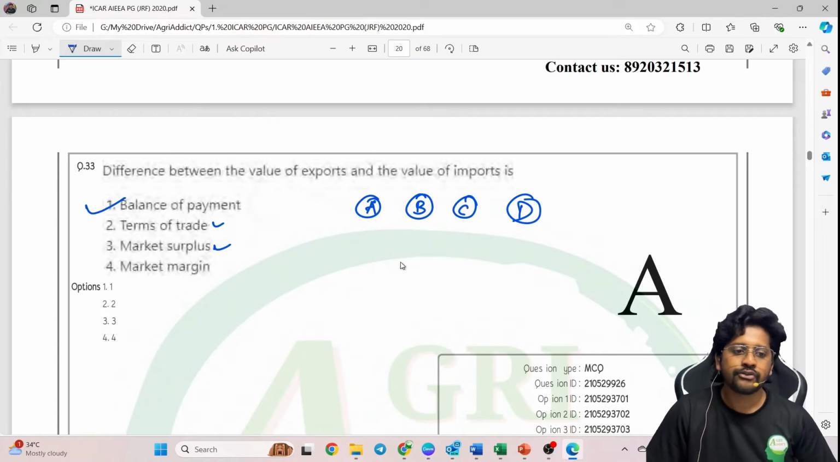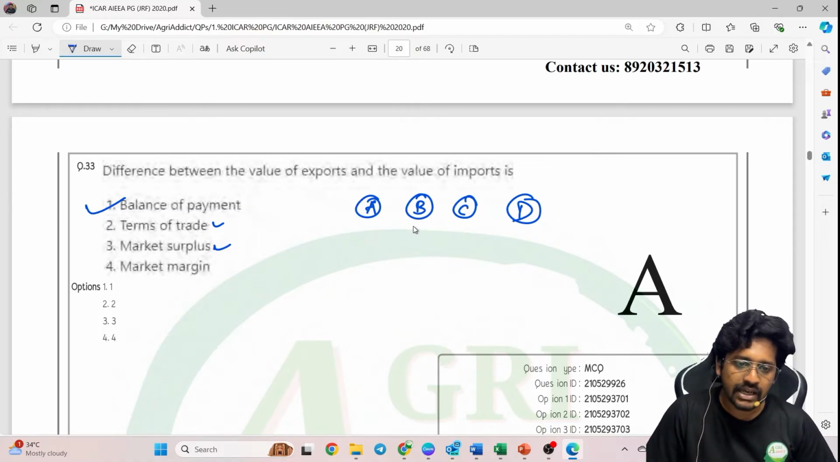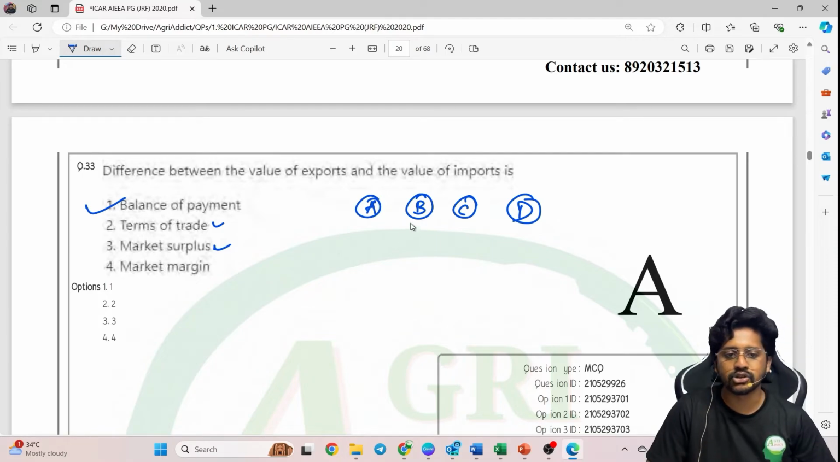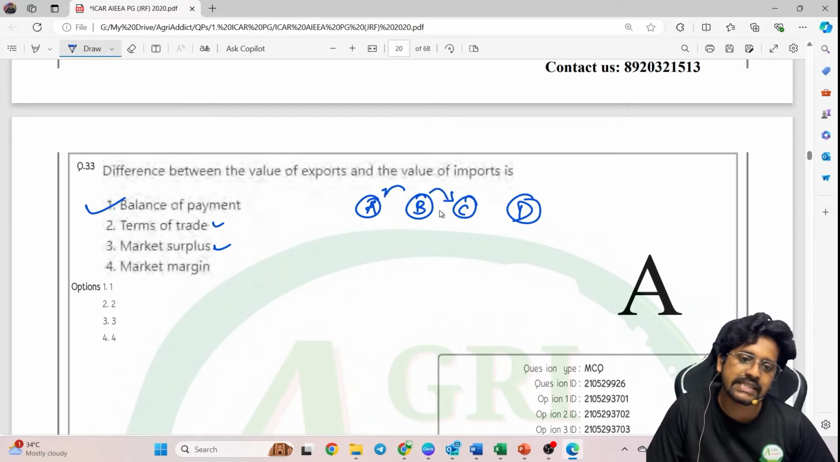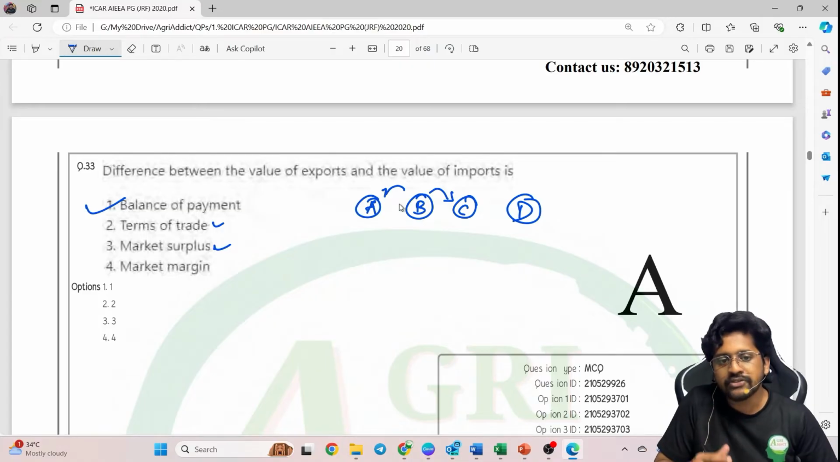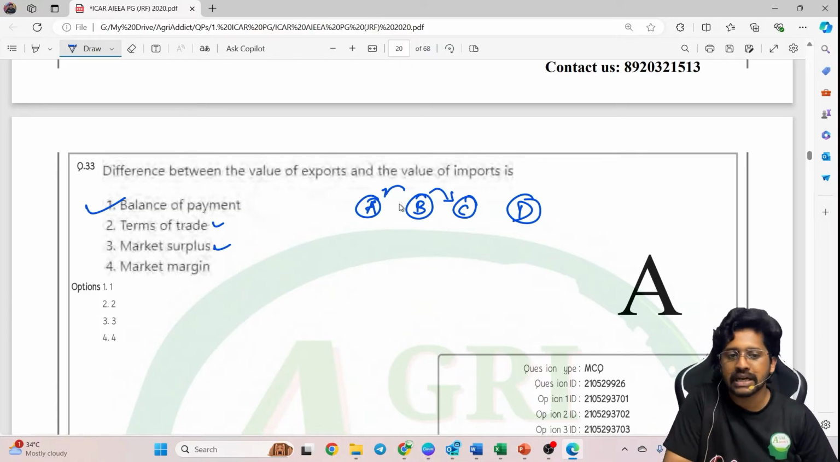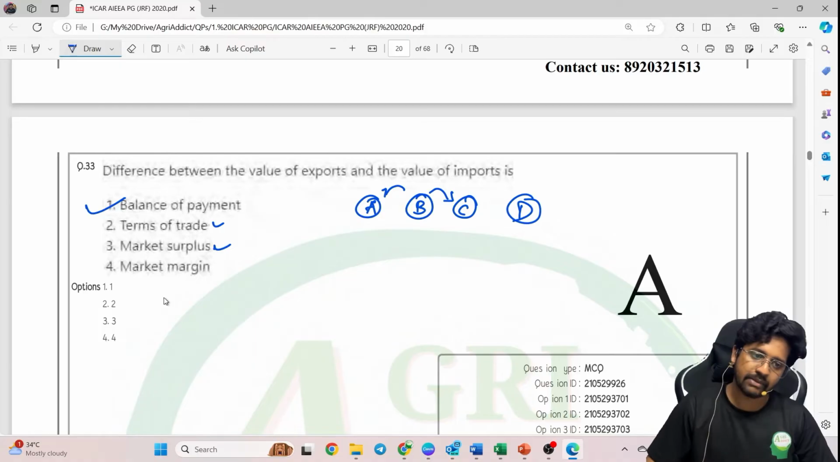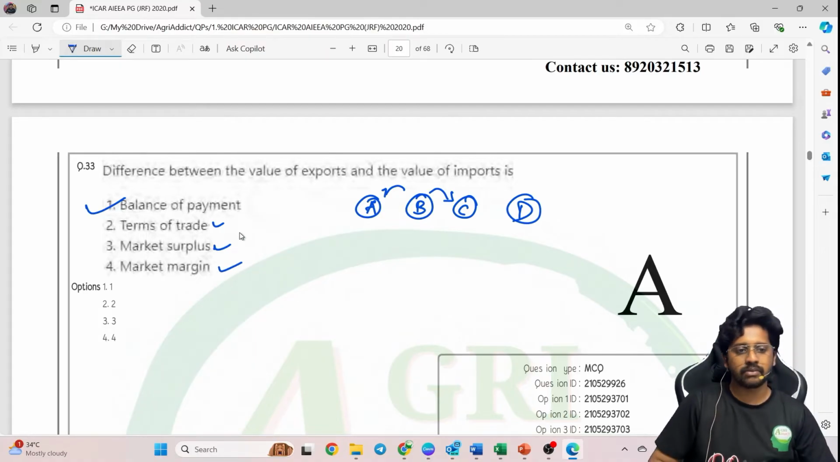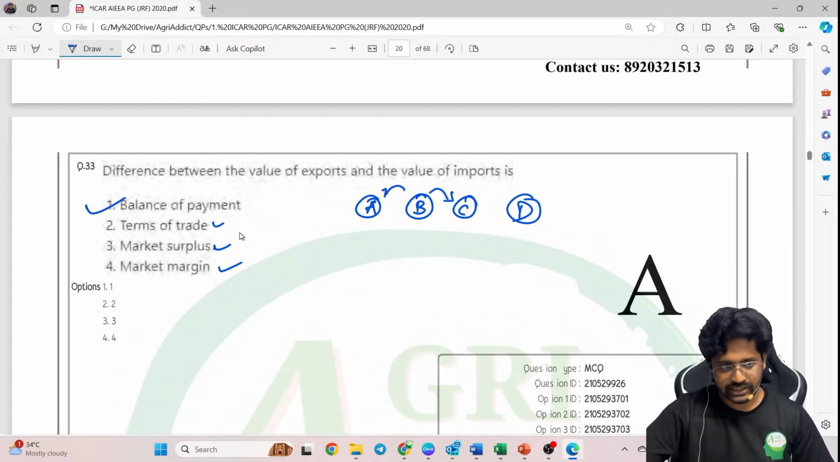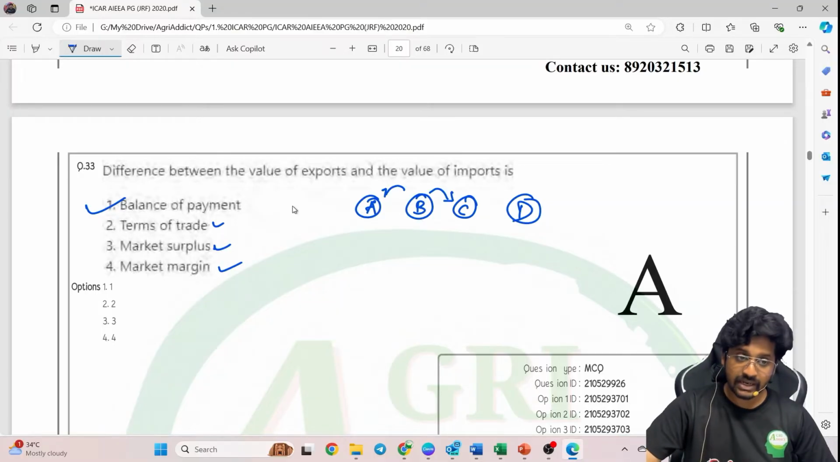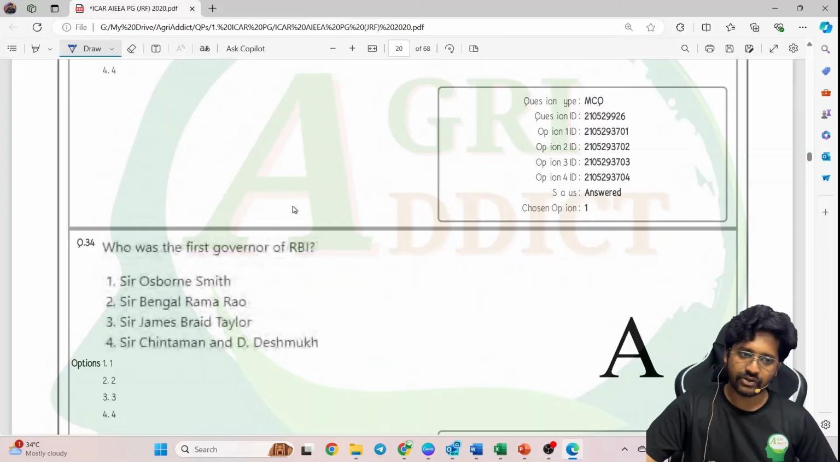So in order to find the market margin, we have to consider a single intermediary. If I am considering the intermediary B, at what price he will be buying from A and at what price he will be selling to C, the difference between the selling price and the buying price will give you the marketing margin. So that is the concept of marketing margin. So in the 33rd question, the answer will be balance of payment, which explains the difference between the value of exports and the value of imports.